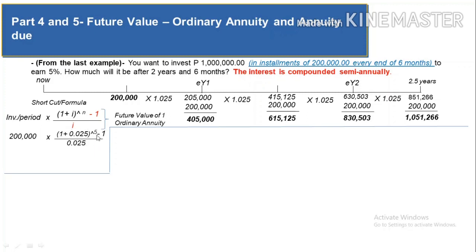Now, if you solve this one, and if you're correct, you should be getting 5.256328 and so on. And you're going to multiply this one with 200,000. So your investment will become 1,051,266 at the end of 2.5 years using the shortcut or the formula. Now the 1,051,266 is the same as the timeline analysis. How about the annuity due?